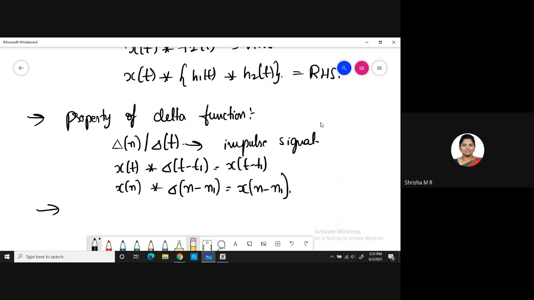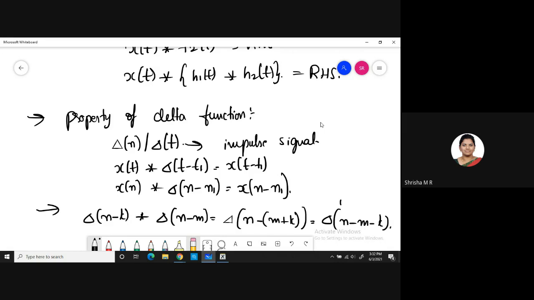It's not so important. And you have the time delay property, that is what we have seen that day in convolution of delayed unit response. So if you convolve delta of n minus k with delta of n minus m, we'll get delta of n minus m plus k, which is equal to delta of n minus m minus k. This we have used for one type of solving problems on convolution sum.